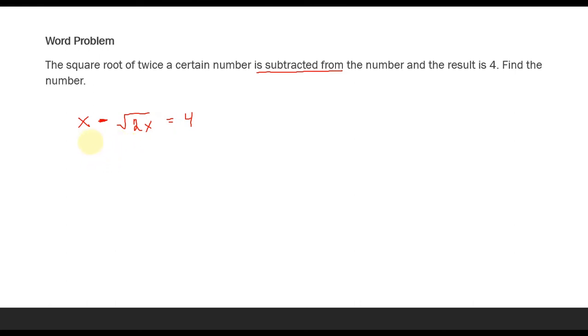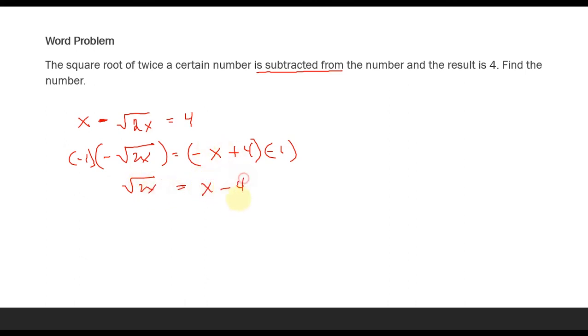So using APE, our radical here is square root of 2x. So we need to remove this x and put that on the right side. This will give us square root of 2x equals negative x plus 4. Next, I want to eliminate this negative sign. So multiply both sides by negative 1. And this will give us square root of 2x equals x minus 4.